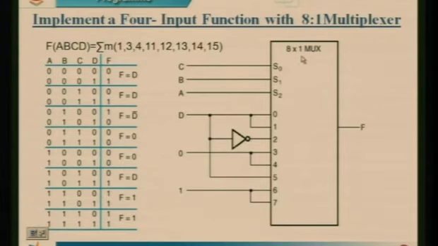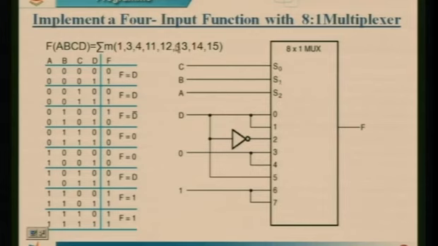For an 8:1 mux, as we have discussed earlier, how many selection lines do you require? 3 selection lines, and you require 8 inputs. These inputs represent 0, 1, 2, 3, 4, 5, 6 and 7, and these are the 3 selection lines. But coming over here, we have a 4 input function. Since we have 4 input functions, it's 4 variables, but for an 8:1 mux, I require 3 variables. How to reduce these 4 variables to 3 variables?